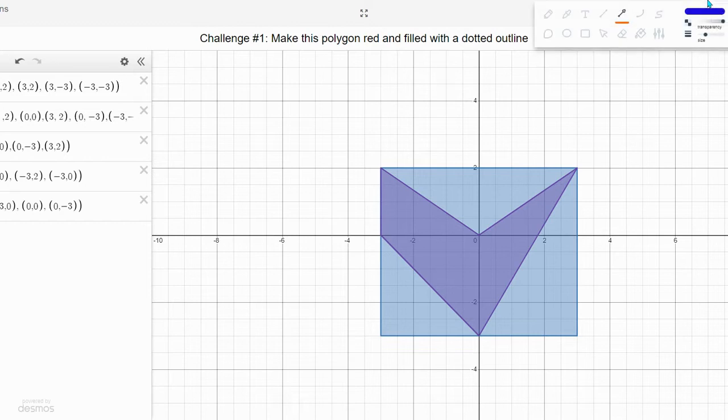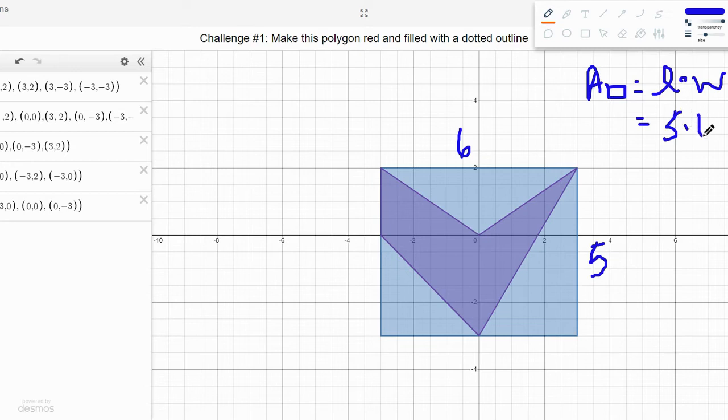So I can label this and say, well, this is a rectangle that is 5 by 6. And since we know that the area of a rectangle is equal to length times width, we know that that area is equal to 5 by 6, right? And we know it's equal to 30 units squared.